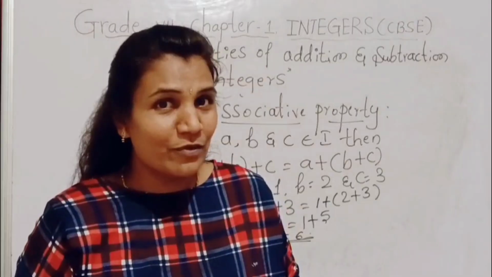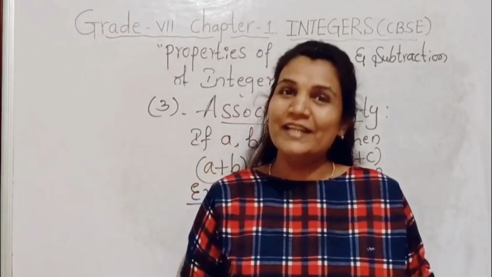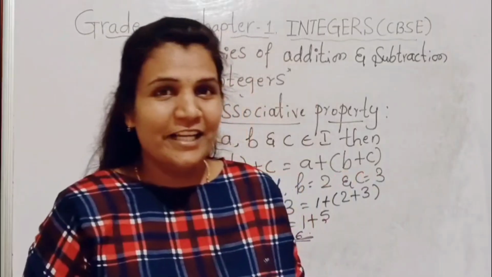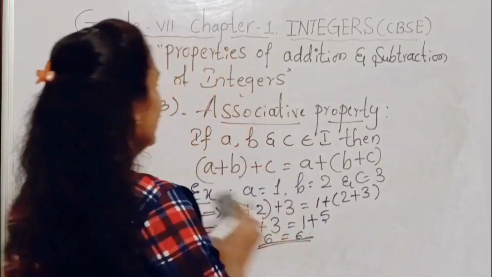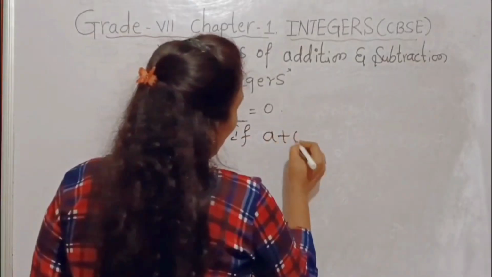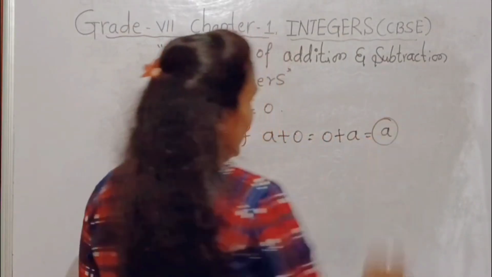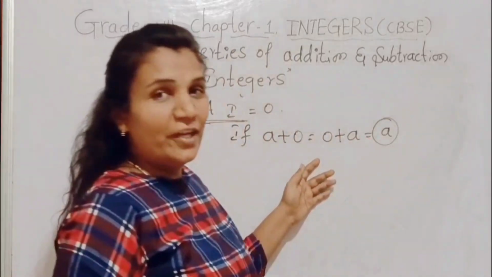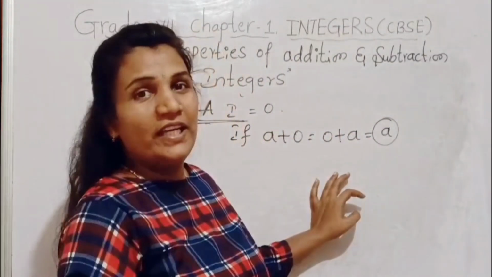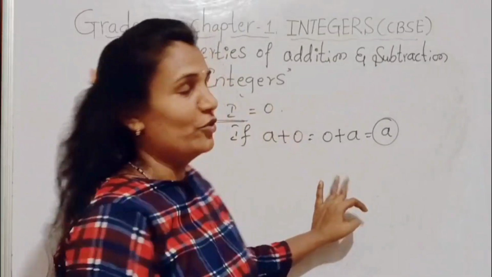0. Yes, multiplicative identity 1. Okay, you people are well known about this. Yes, the additive identity is 0. Clear? Yes, A plus 0 is equal to 0 plus A is equal to A. It means any integer added to 0, or else 0 added to any integer, gives the integer itself.